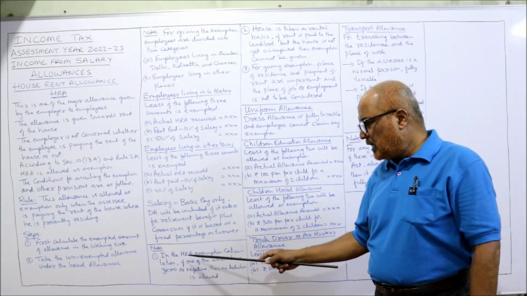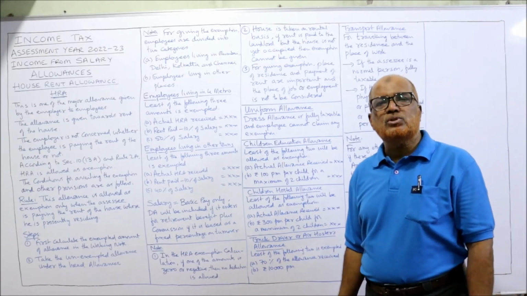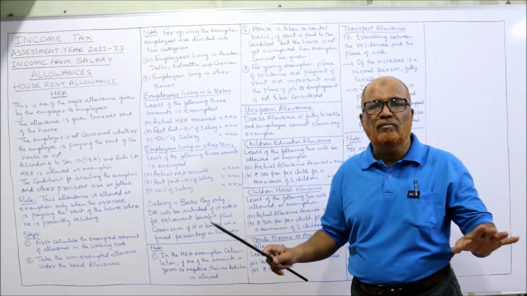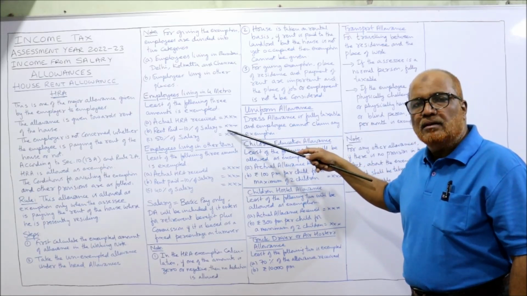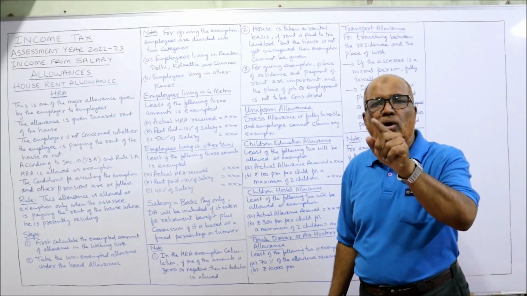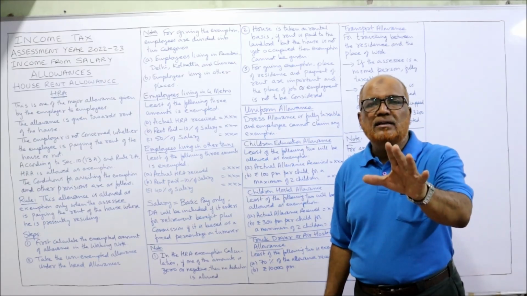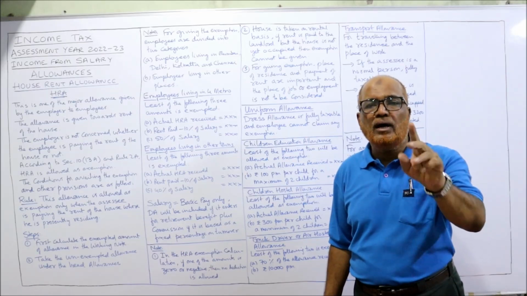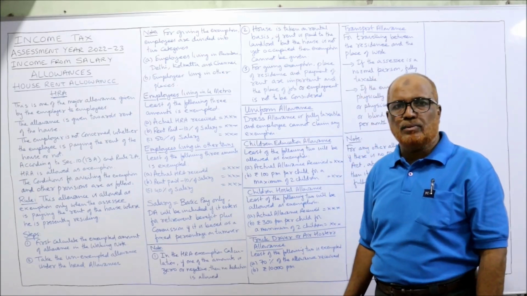Now note, in the HRA exemption calculations, if one of the amounts comes to 0 or negative, no exemption will be given. While calculating these three amounts, if it happens that one of the amounts is 0 or negative, in that case simply write a note: no exemption will be allowed, actual HRA is fully taxable, completely taxable.